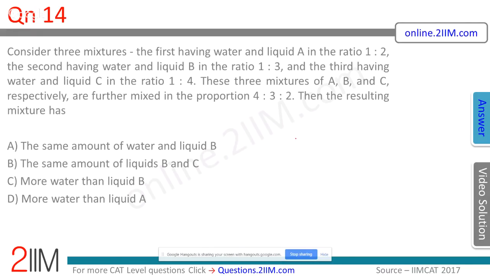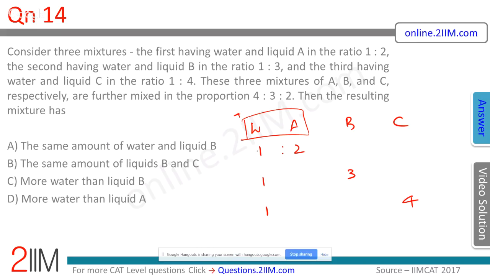The first having water and liquid A in the ratio 1:2. Second having water and liquid B in the ratio 1:3. Third having water and liquid C in the ratio 1:4. Wonderful. These three mixtures of A, B and C respectively are further mixed in the proportion 4:3:2. So we have 4 units of this, 3 of this and 2 of that. Right? So in the resulting mixture, right?